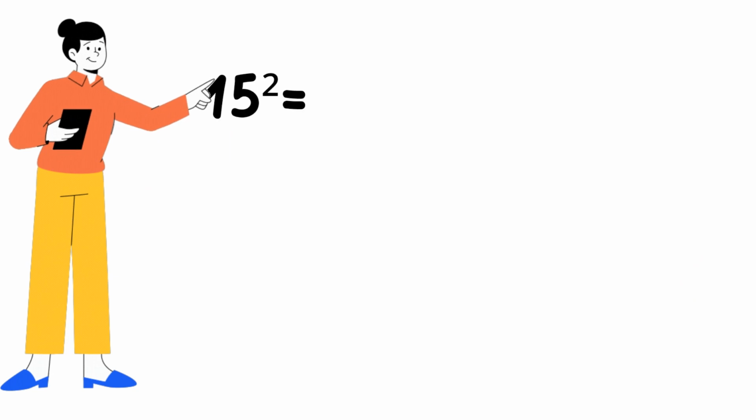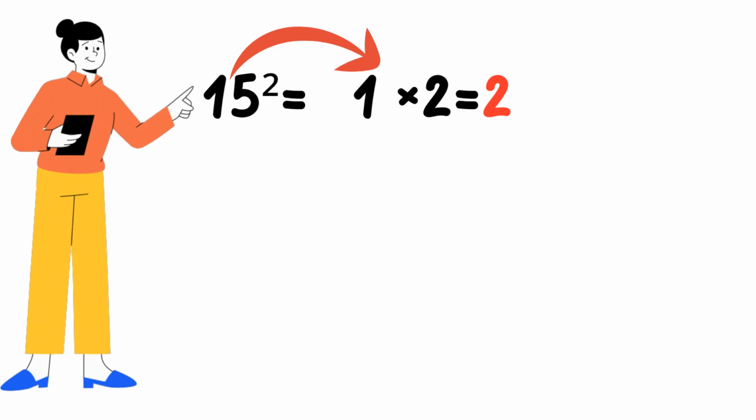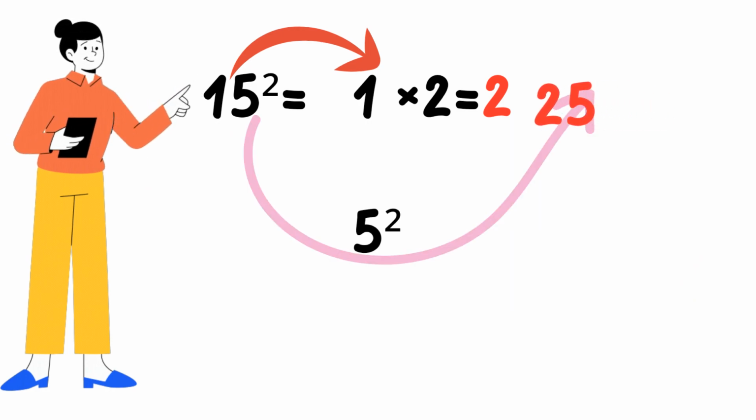1 multiplied by the next number 2 will get 2. That is the first digit of the answer. The square of the second number 5 is 25, which is the second and third digits of the answer.